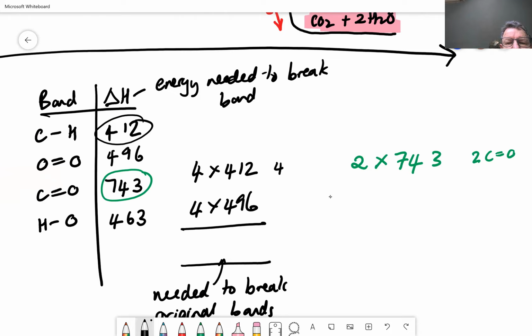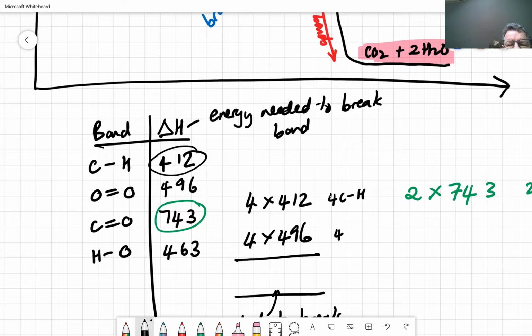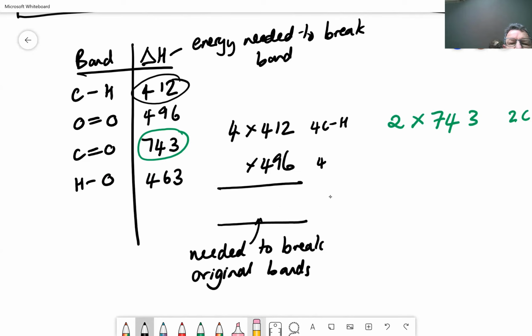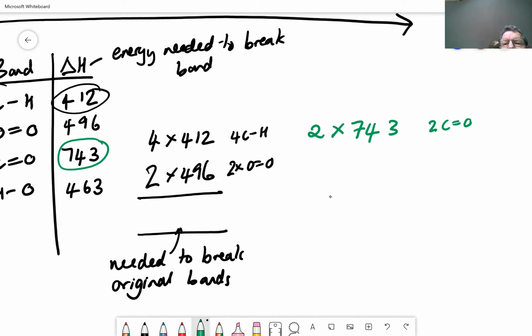Oh, I am so stupid. What am I doing? Look, I have made a mistake here. Somebody should have called me out here. I'm breaking only 2 oxygen to oxygens. My apologies. You see, I'm talking too much and not concentrating. This is 2, not 4. Teacher Mark is having a bad day. This is 2 times oxygen to oxygen. Now, the 2 times 743 are for the 2 carbon to oxygen there.